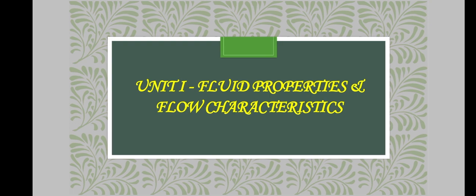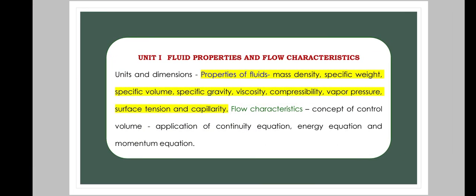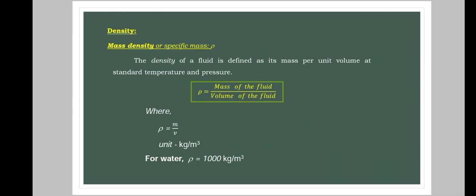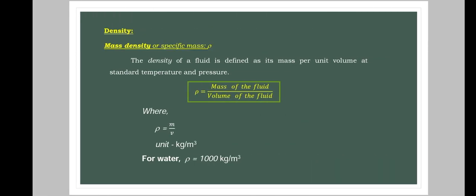From that, the topic is fluid properties and flow characteristics. So these are the things we are going to see in fluid properties and characteristics. At first, these are the 8 things which majorly contribute to fluid properties. The first thing is density, specific gravity, viscosity, surface tension, capillarity, compressibility, bulk modulus, and vapor pressure. We will briefly see each thing one by one.